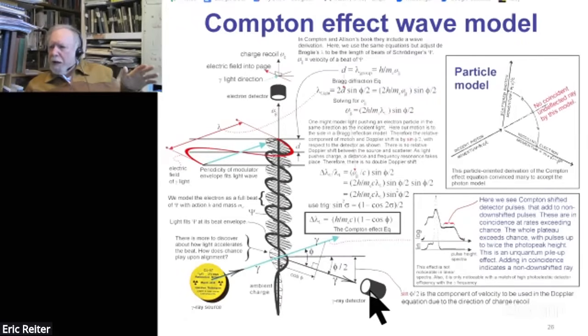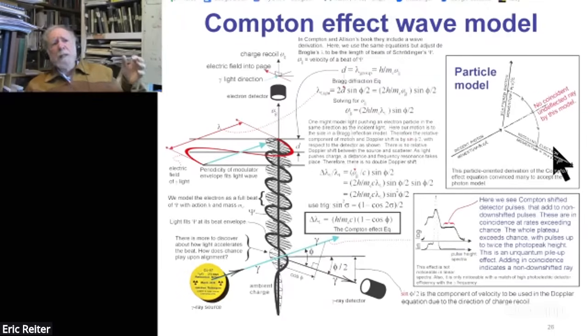So the Doppler shift between the source and the scatterer will not feel a Doppler shift, but this one will. So there's one Doppler shift, and that's to be compared to what Kidd did in this other paper, where he had two Doppler shifts. So there's several ways of generating the same equation. And of course, you can use the particle model to generate the same equation.